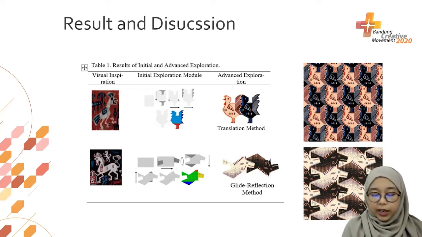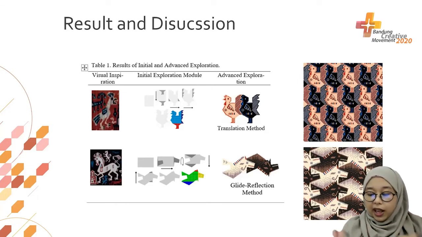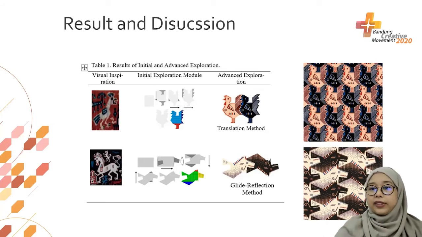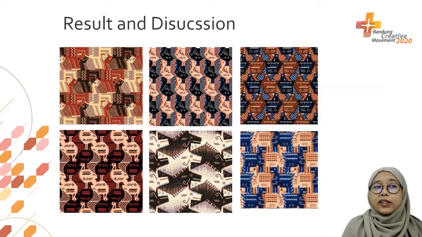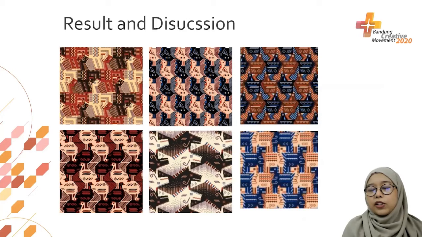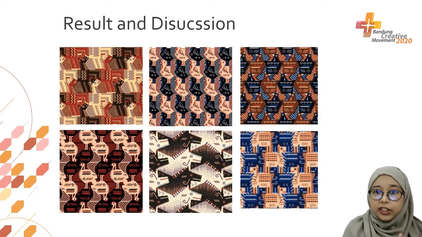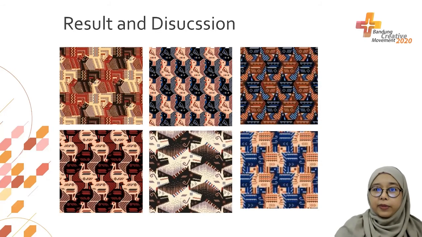The advanced exploration aimed to create a tessellation composition from the motif modules, which then automatically and seamlessly repeats. It's like this, like in the pictures. We produced more than 15 motifs using the Escher methods inspired by the Sumba woven textile, as we can see in those pictures. The contrast colors and the composition are very dynamic.